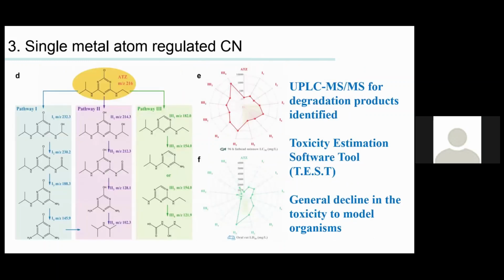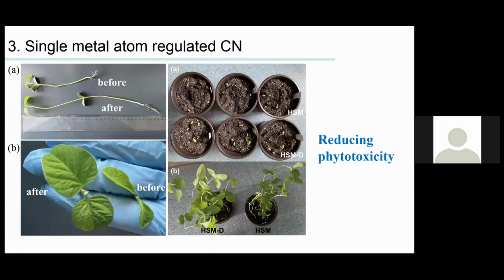Also, UPLC coupled with mass spectrometry was used for degradation product identification. The experimental and the predicted values indicated a general decline in the toxicity of herbicides to model organisms after photodegradation. The toxicity effect of investigated herbicides was also evaluated by the growth of soybean seedlings. The results indicated that the phytotoxicity of herbicides towards soybean seedlings is greatly reduced after photocatalytic treatment by single metal atom regulated carbon nitride.